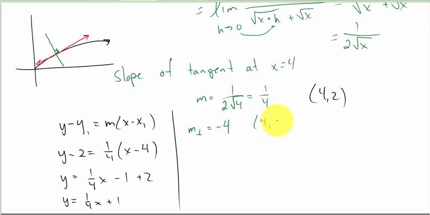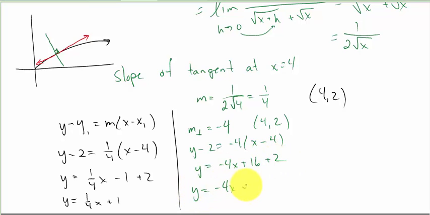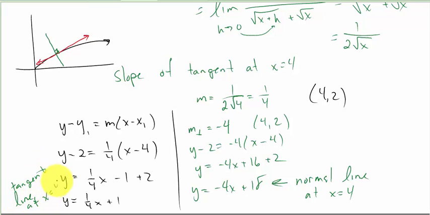And now we're still using the point (4, 2). So y minus 2 equals negative 4 times x minus 4, our point slope form. y equals negative 4x plus 16 plus 2. y equals negative 4x plus 18. This is our normal line at x equals 4. This is our tangent line at x equals 4.